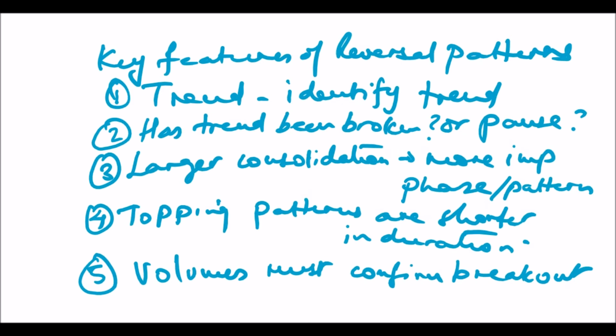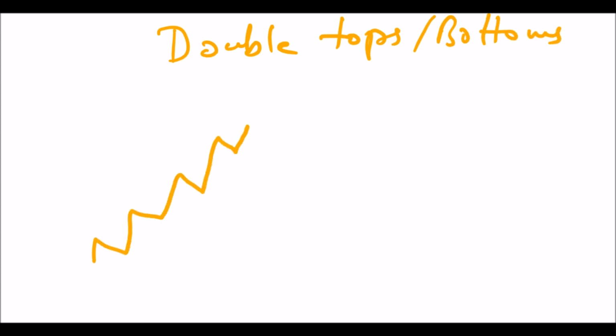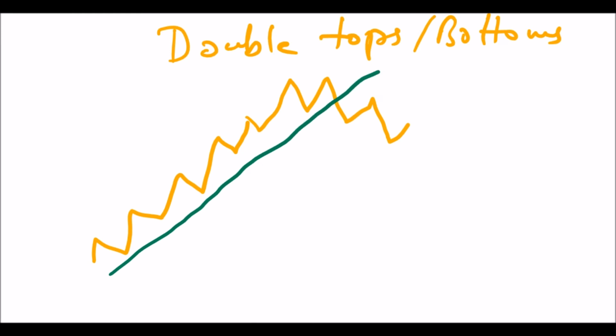Now, volume is another important factor during breakouts. If the volumes are not high during a breakout, the pattern is questionable. We briefly look at double tops and double bottoms. A double top and bottom is very commonly found in daily and weekly charts. Let's quickly see how these are formed.